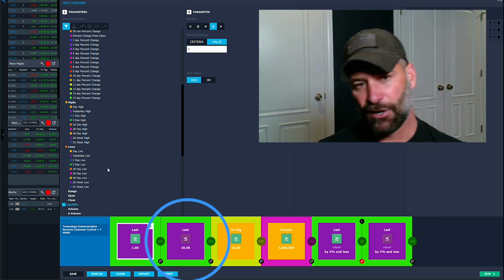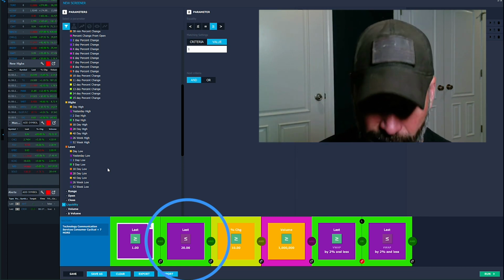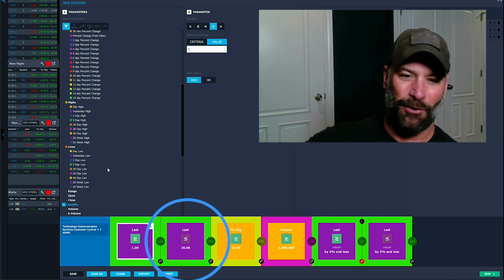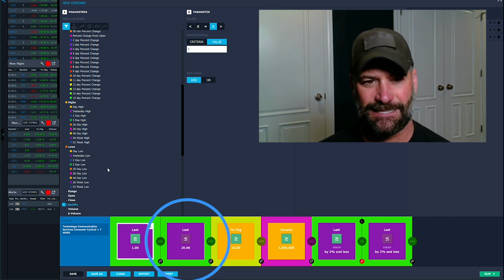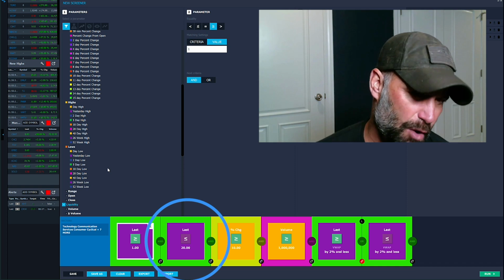I'm looking for stocks greater than or equal to $1. You should know your Boolean operators. If you don't, go to YouTube. They'll talk you through it. And then I'm looking for less than or equal to 20. That's my sweet spot for stocks that have the biggest potential to spike and not be quote unquote too boring.